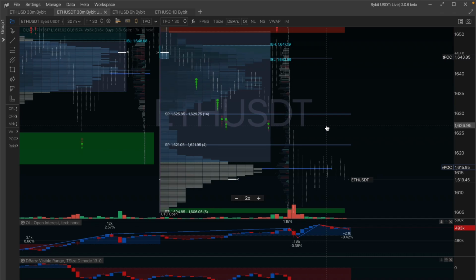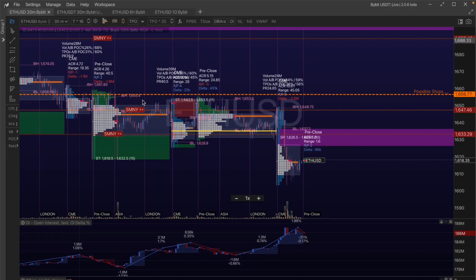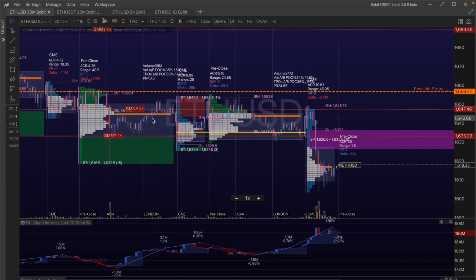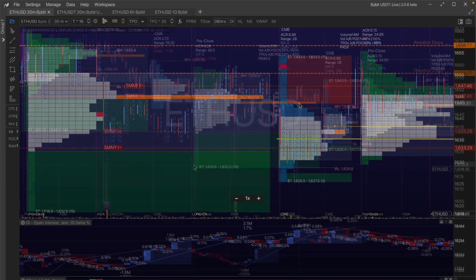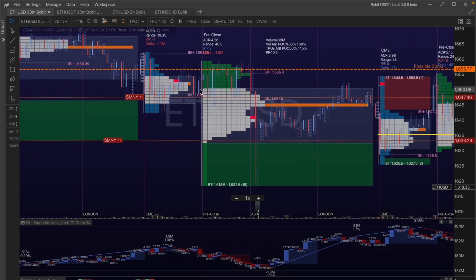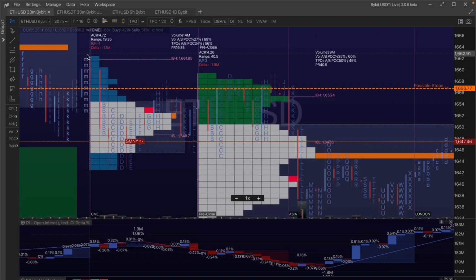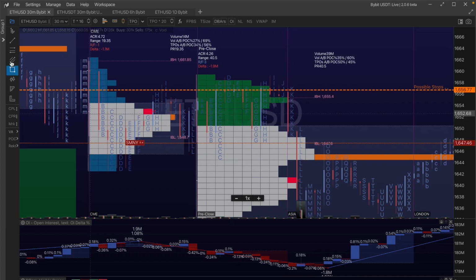Now, let's look at the initial balance. Let's see why it's important, right? I want to get a really good example. Here's the example I used earlier. Earlier, I mentioned the open of the CME. I meant to mention the close. The close was right here.